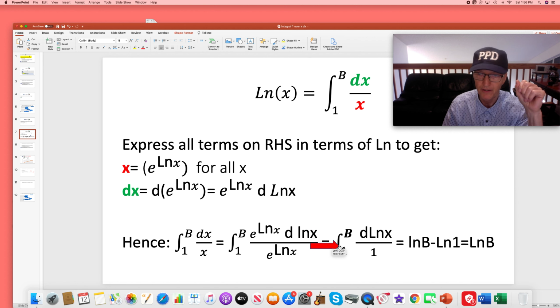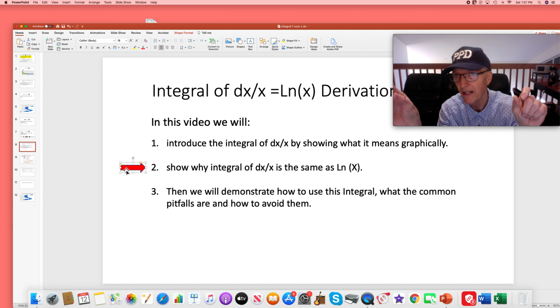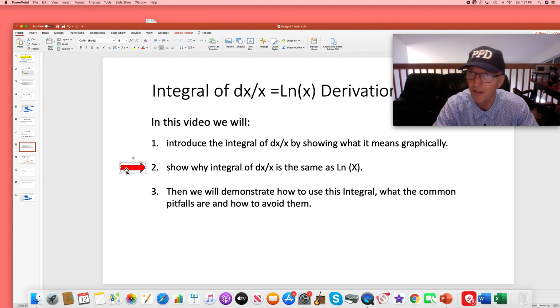Okay. Now, let's have a look again at what we wanted to do and see if we did it. So we were on 2, and show why the integral of dx over x is the same as ln x. We actually achieved that, and in such a way that it just jumps out at you. And we did it by ensuring that the function had the same language, which is natural logarithms, on the left-hand side, and it had the same language being used in the right-hand side. So it exposes why it's the same.